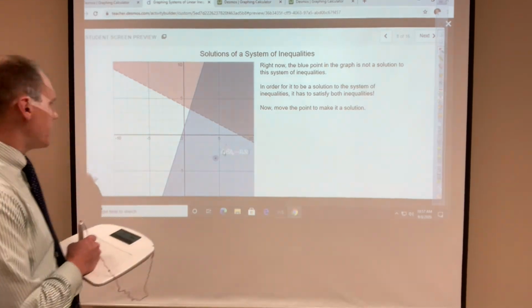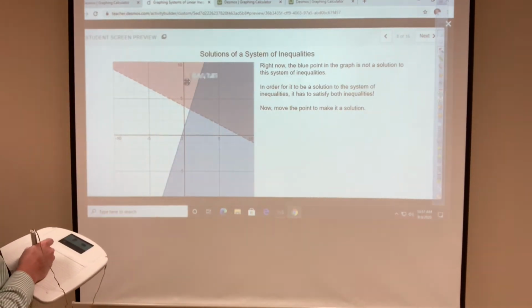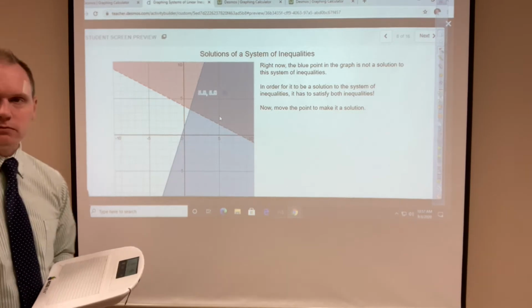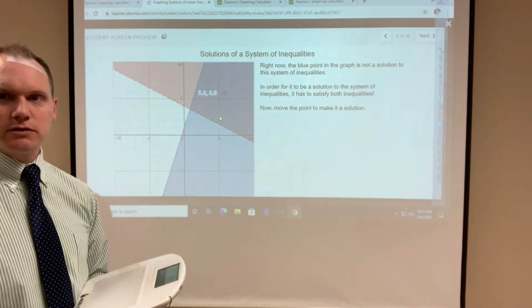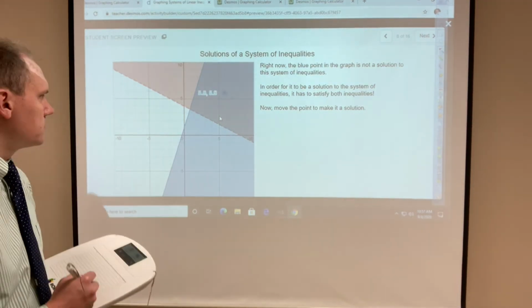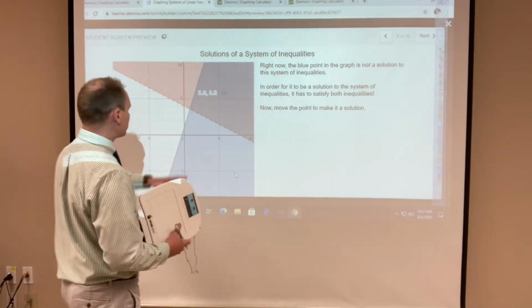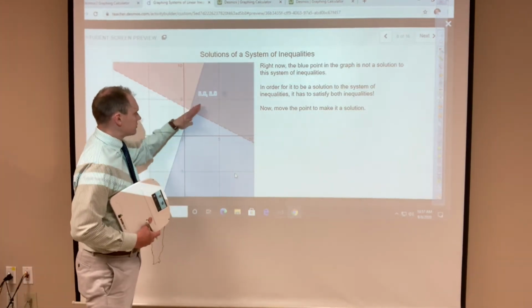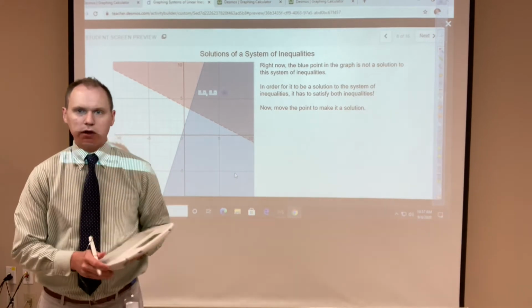All right, so how about this one? Is it a solution to the system? Yes, it is, right? Because it's in the shaded region of both of our inequalities here.